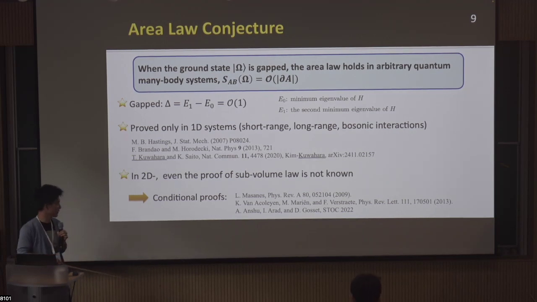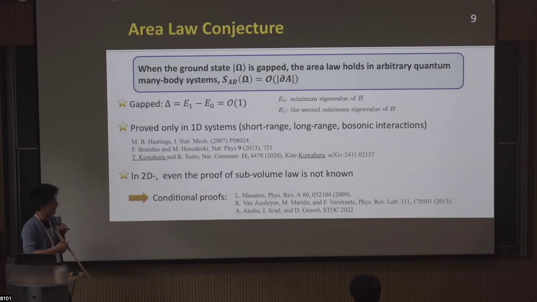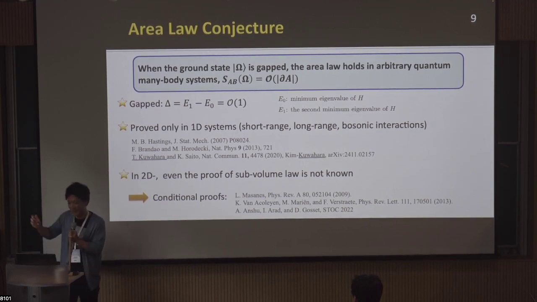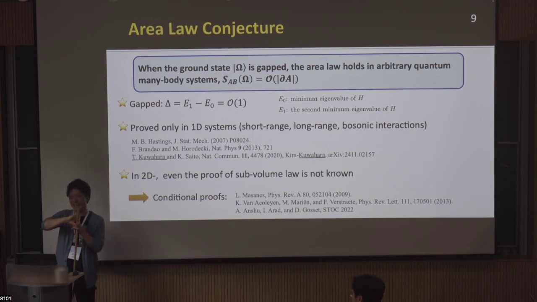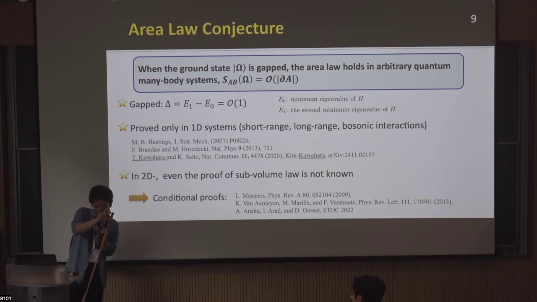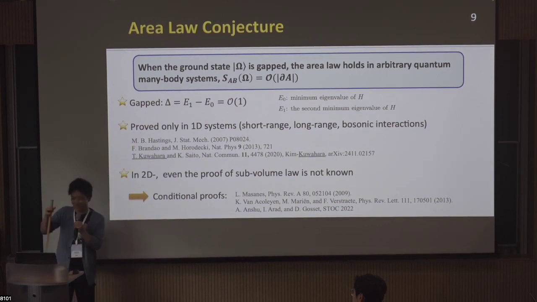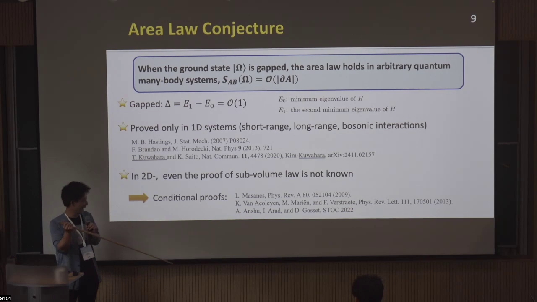So far, only conditional proofs have been given. A conditional proof means that in the original area law conjecture, we only assume the ground state is gapped, but in addition to the gap of the ground state, we assume some other non-trivial conditions. For example, if we assume an adiabatic path from a trivial area law state to the target quantum state, then under the assumption of the existence of the adiabatic path, we can prove the entanglement area law in arbitrary dimensional systems. But of course, this is not the complete proof of the area law conjecture because we cannot prove the existence of the adiabatic path. So in that sense, the high dimensional area law is still open.